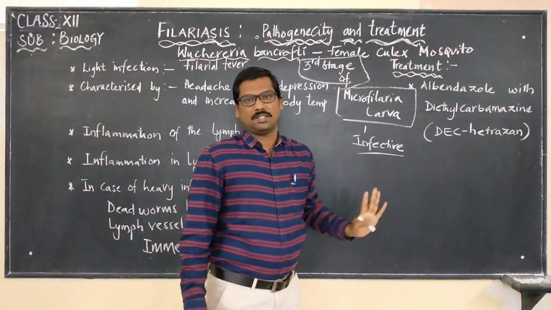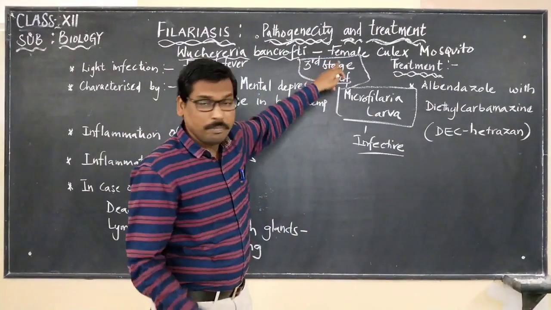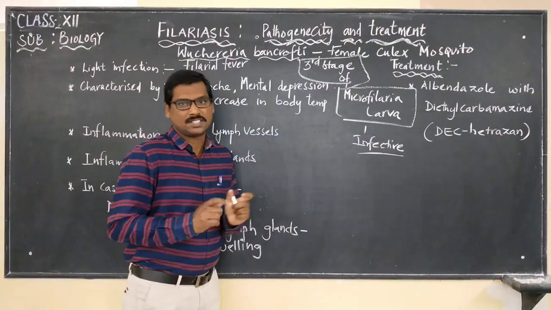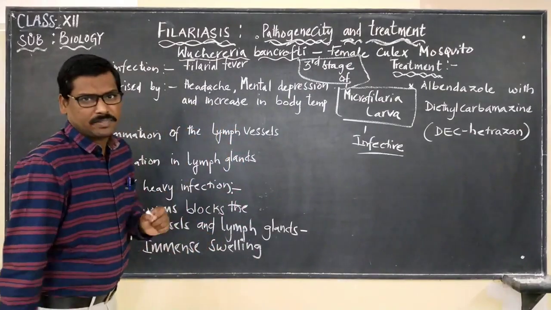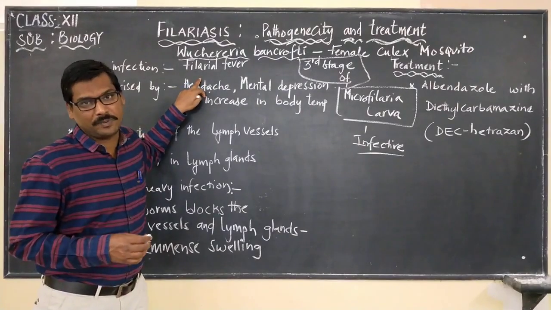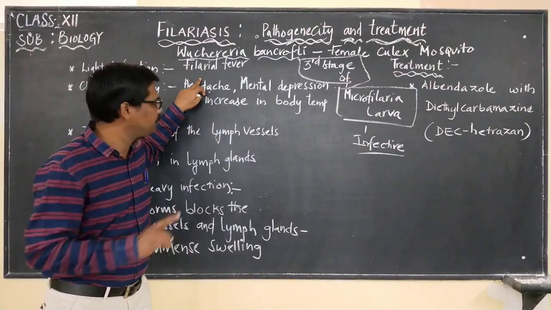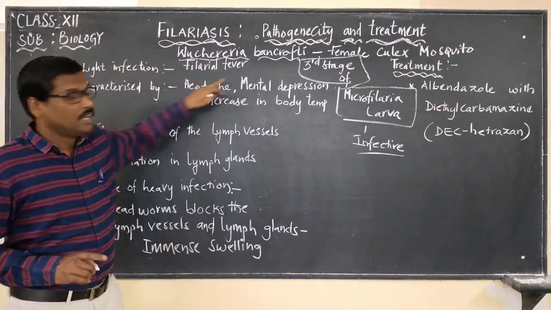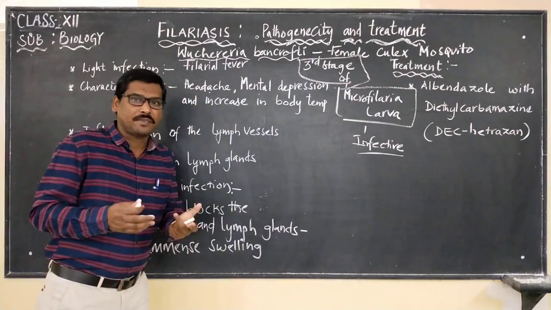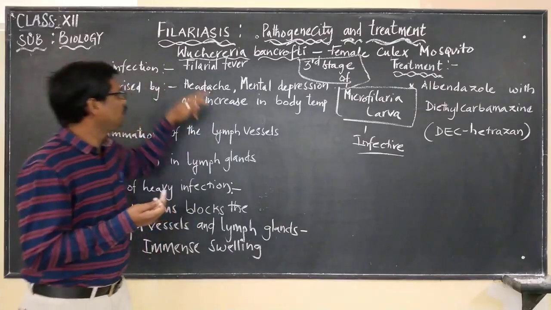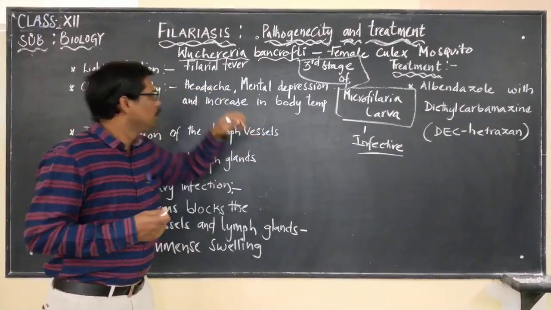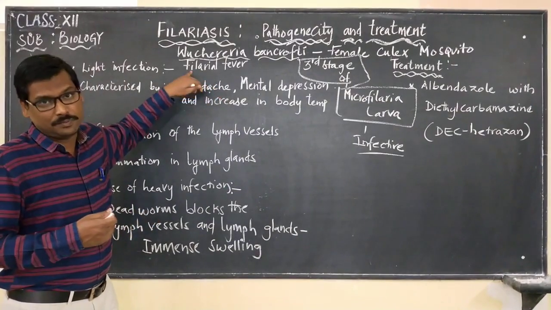It is carried by the female Culex mosquito. Now, when the female Culex mosquito bites a healthy person, in a light infection the very first symptom is filarial fever. It is a mild infection, not so severe. There will be fever seen in that particular person, which we call filarial fever.